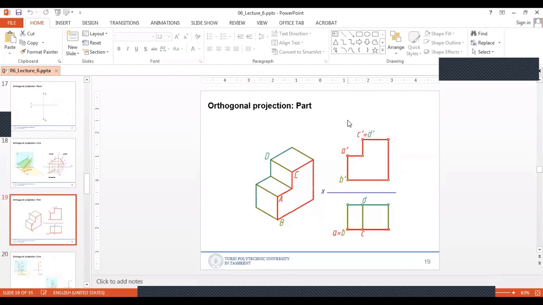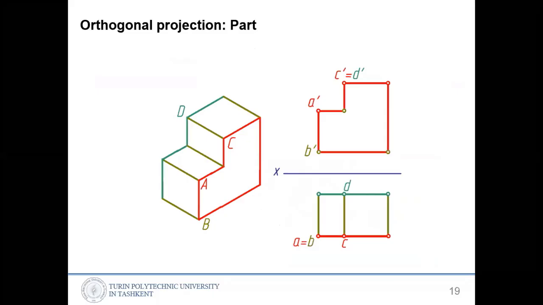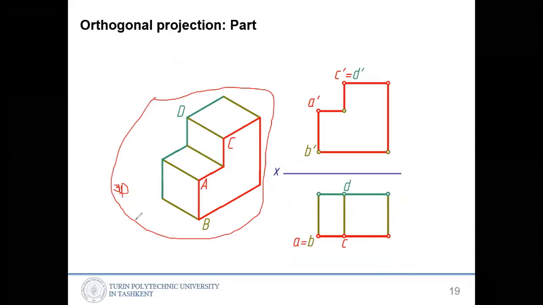Here is an example of orthogonal projection of a part, a prismatic shape. On the left-hand side this shape is given as a 3D kind of view, which we call an isometric view. The isometric view is given like this in 3D, but drawing this one is not easy. The Monge method, or orthographic or orthogonal projection, is the one on the right-hand side.